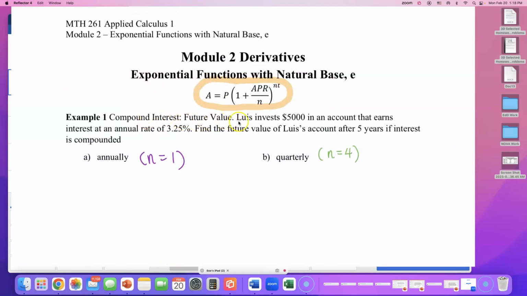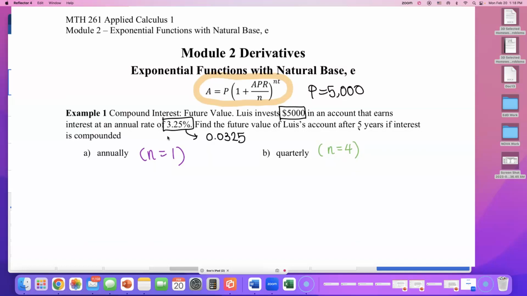So let's see. Compound interest future value. Luis invests $5,000. So look at that. They are giving us that the principal is 5,000. And this is an account that earns interest at an annual rate. So what they're giving us is the annual rate. So if you want to find quarterly or weekly or monthly, it makes sense to divide that annual rate by how many of these compounding periods you have in a year. So one thing that you will want to do is convert this into a decimal by dividing by 100. So 3.25% is 0.0325 in decimal.